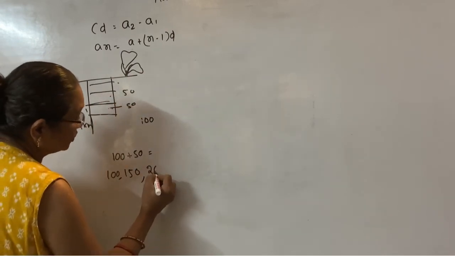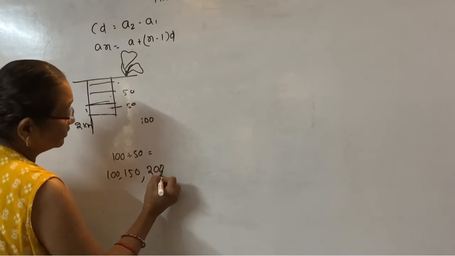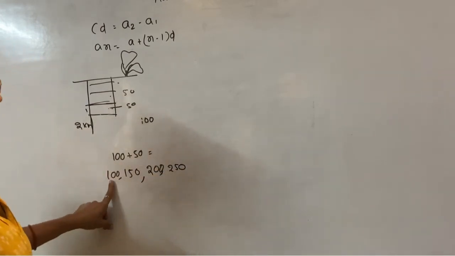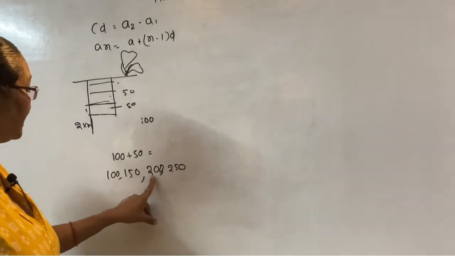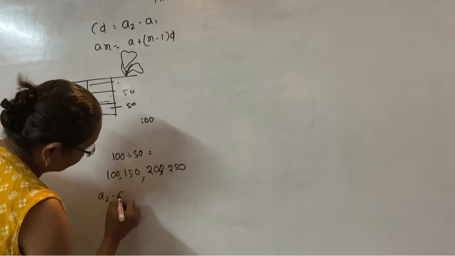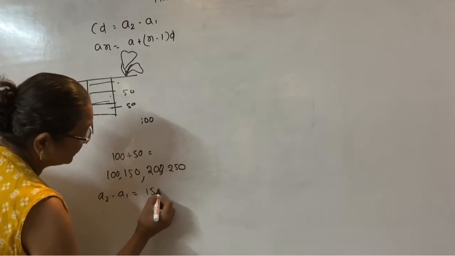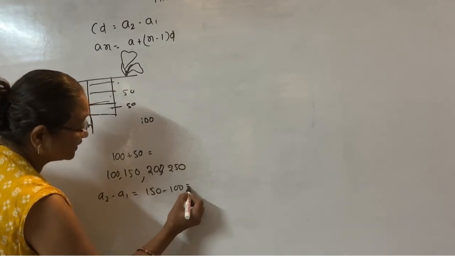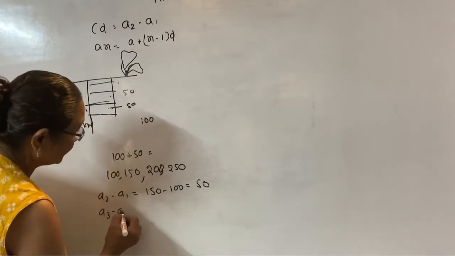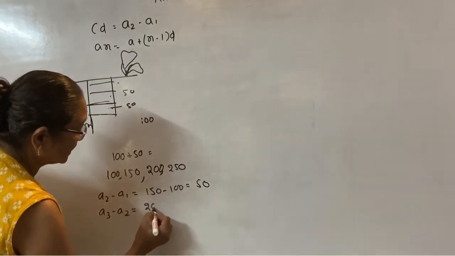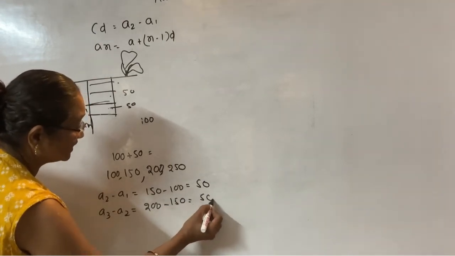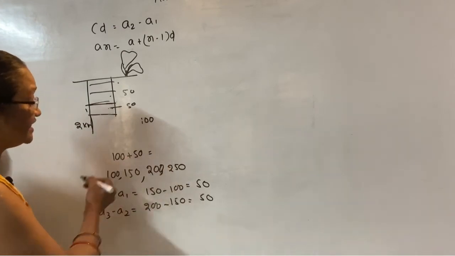दिस 50 प्लस 150 इज 200, फिर उसके बाद वो लेगा 250। तो ये क्या है, कॉमन डिफरेंस 150 माइनस 100 इज 50, 200 माइनस 150 इज 50। लेट्स सी, A2 माइनस A1, 150 माइनस 100 that equals to 50. Similarly, A3 minus A2 that is 200 minus 150 that is 50. So therefore it is an AP.